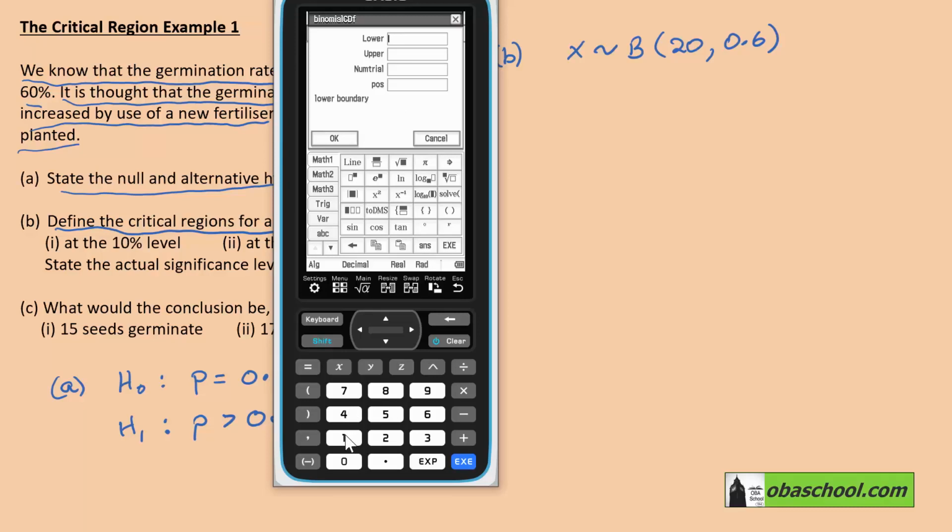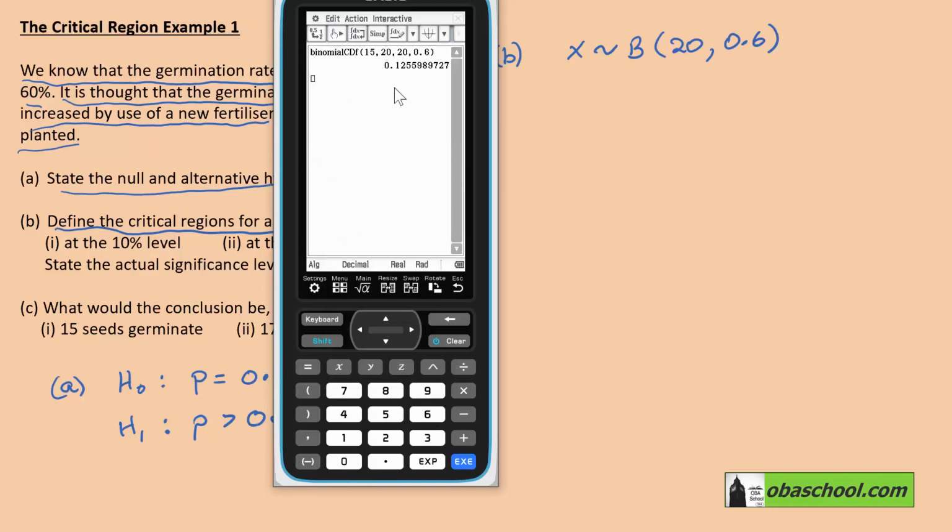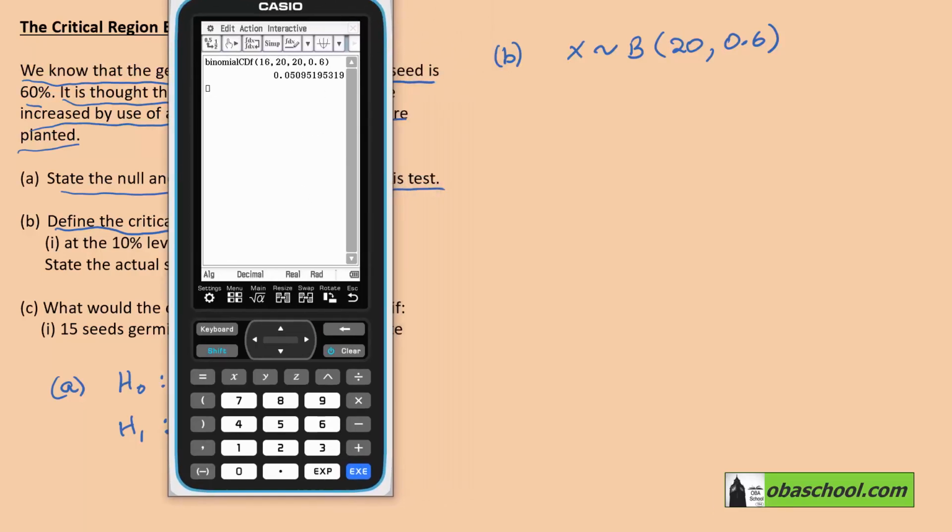So I need to look for my region, and on this calculator I'll go for a binomial CDF. Let's try something like 15 to 20 with 20 trials, probability of success 0.6, and that gives me 0.125. So that's too big. So let's go for 16. And this one works. That's less than 10%.